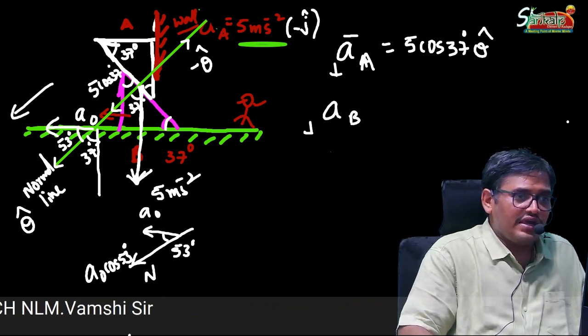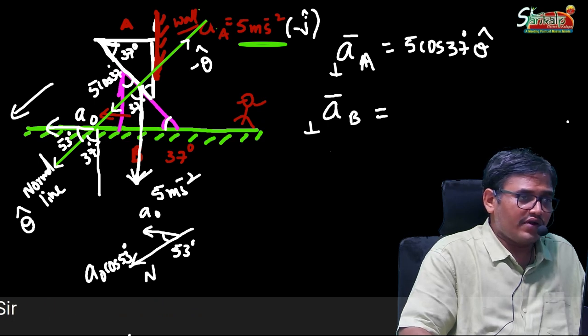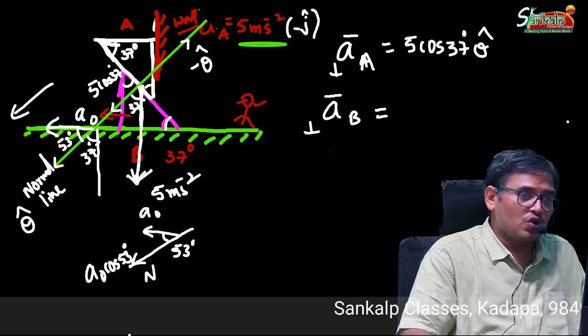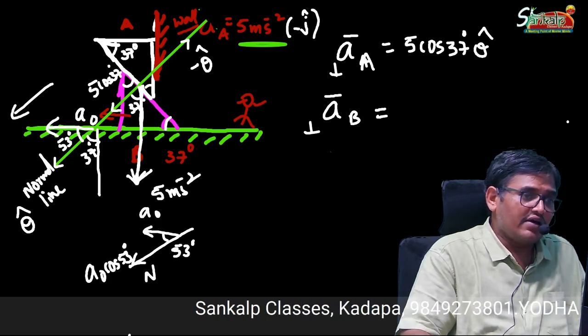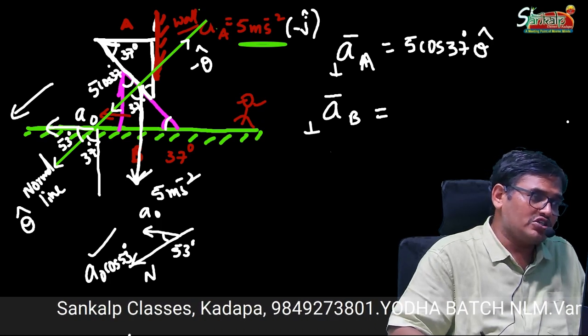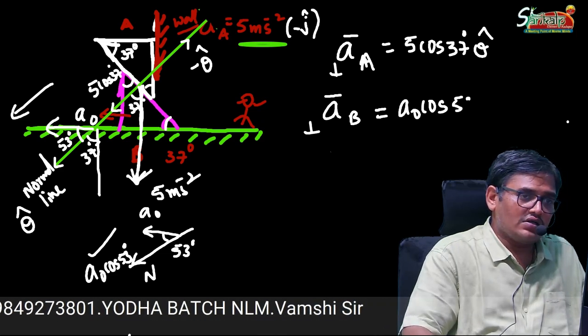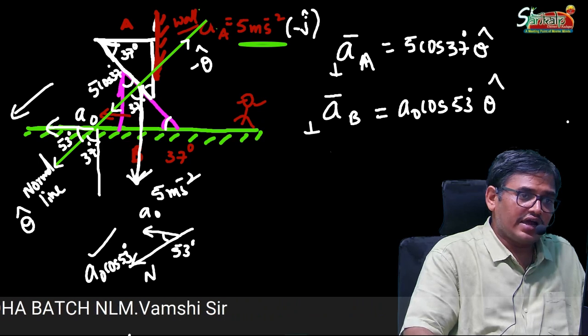Acceleration of B along the normal. Wedge B, the pink color wedge. Don't say A naught, A naught is its total acceleration. Its component along the normal is how much? A naught cos 53 theta cap.